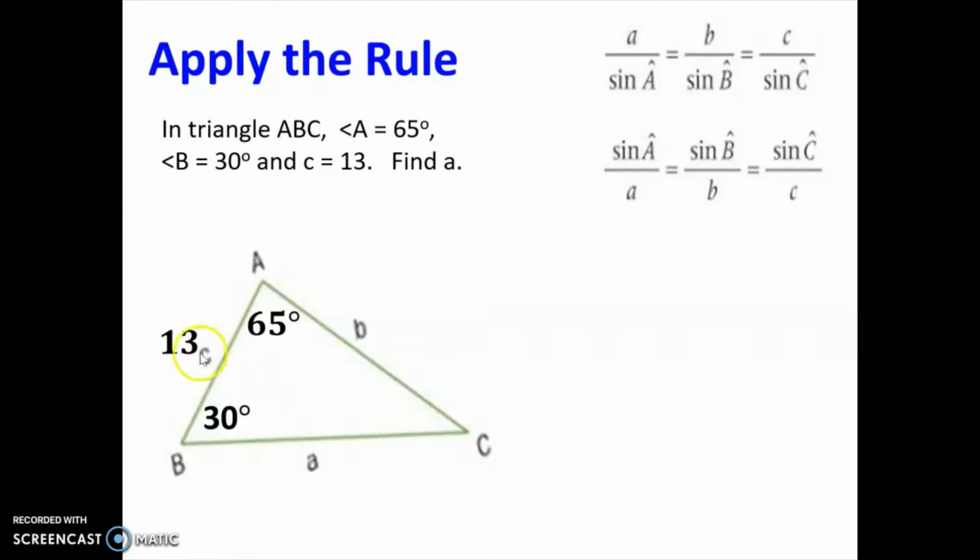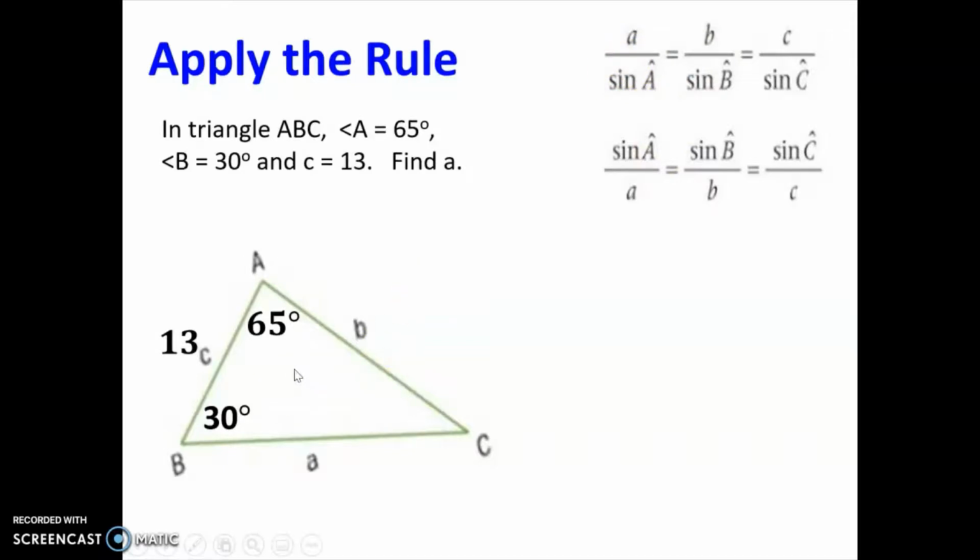Okay, so the next step, once you've labeled your diagram, is to decide which sine rule we're going to use. In our case, we're looking for side a. And when we're looking for a side, we're going to use this form of the sine rule, because in this one the sides are along the top of the fractions. You could use the other, but we choose this only because when we start solving afterward, it's easier to solve when the unknown is on top of the fraction. That's the only reason we choose one sine rule or the other. So let's choose this sine rule.